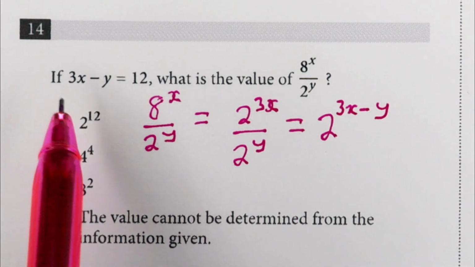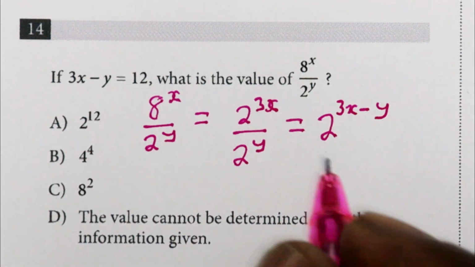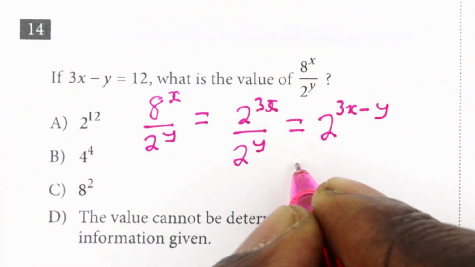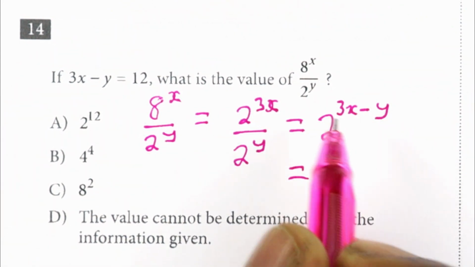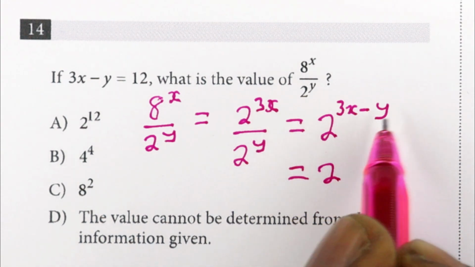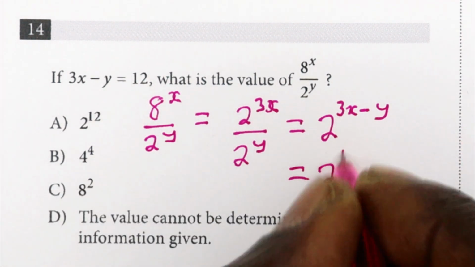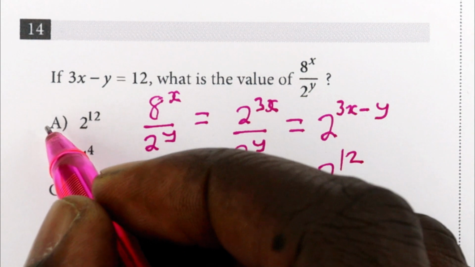But remember, 3x minus y is equal to 12. So this is the same as 2, and you replace 3x minus y by 12. So it means the correct answer is A.